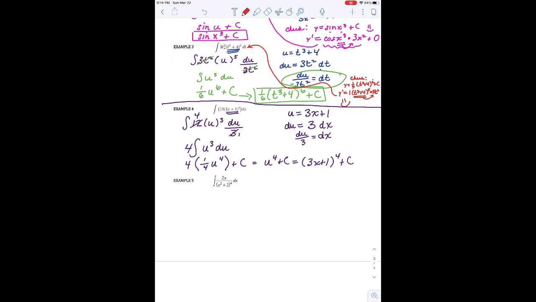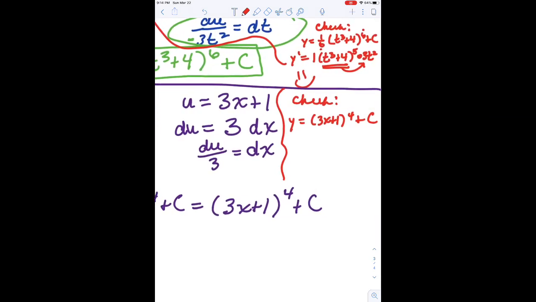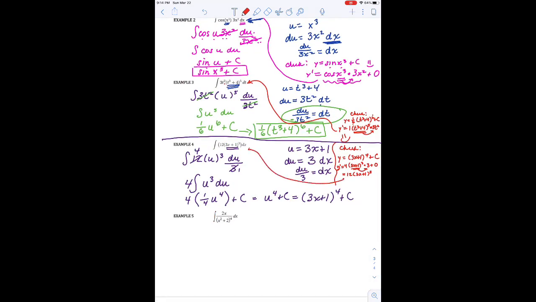Guess what I'm going to do? Check, check, check. So I'll do the check here. If y was (3x plus 1) to the 4th plus c, zoom in a little bit there, would I have gotten that other guy? Let's see. If I took the derivative, y prime equals, I would do 4 times the thing to the 1 less power times the derivative of the inside, which is 3, plus, again, 0. So this would clean up to be 12 times (3x plus 1) to the 3rd. That's what we started with. Yay! It works. So our final answer was that.